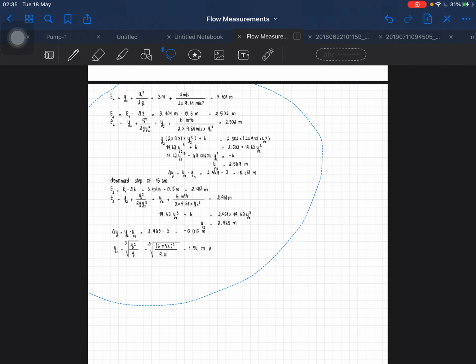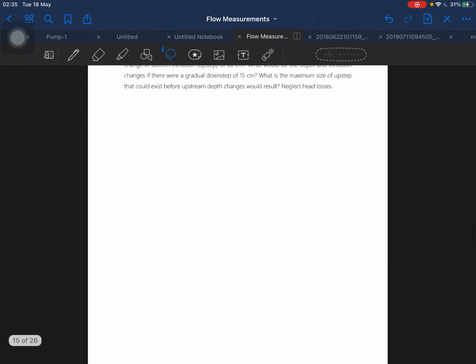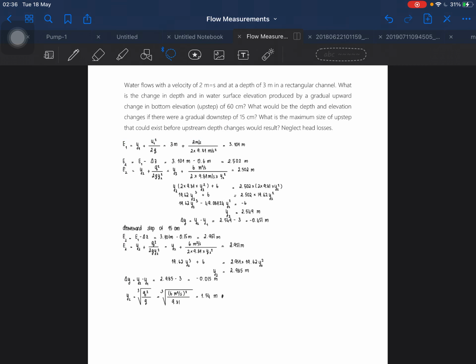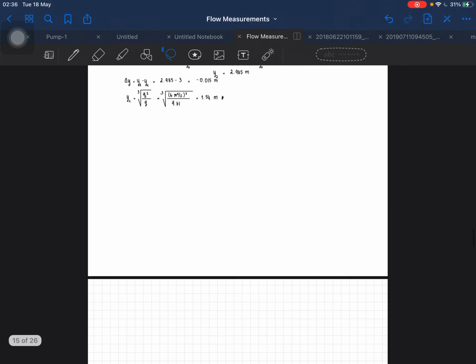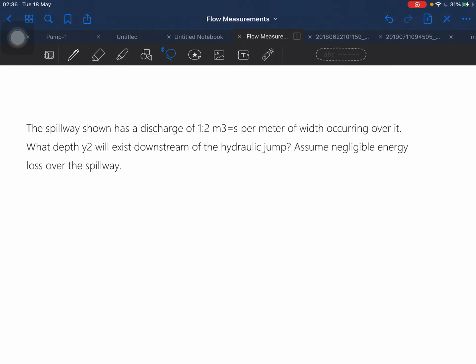I'll copy this to the page that contains the exercise, so I'm not wasting the space here. Okay, so then yes, we're doing so well. So we're moving on to the next exercise together. Okay, so now it says that the spillway shown has discharge 1.2 cubic meter per second.